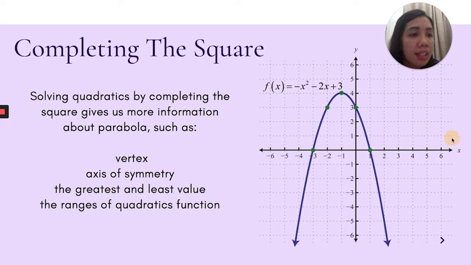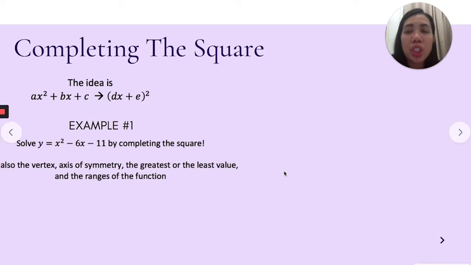Okay, now let's continue. Let's continue how to complete the square. The idea is like this. We want to express this expression ax squared plus bx plus c into the perfect square like this, (dx plus e) squared. Okay, this is the main idea. Okay, now let's see how to express this into this.